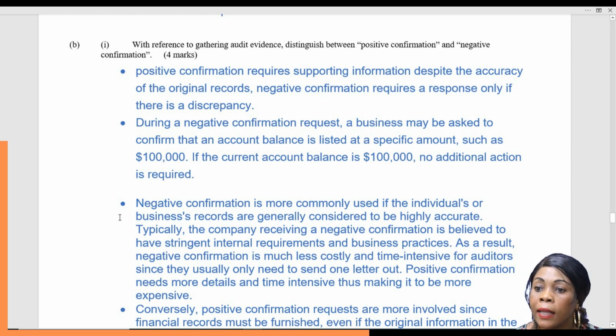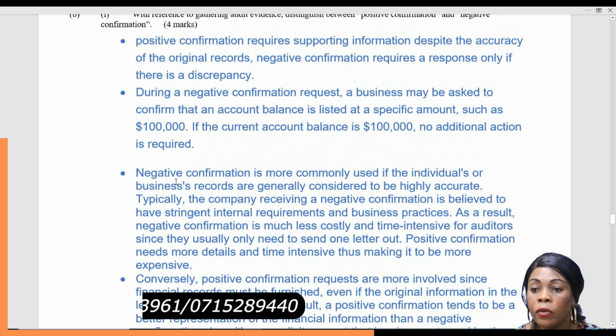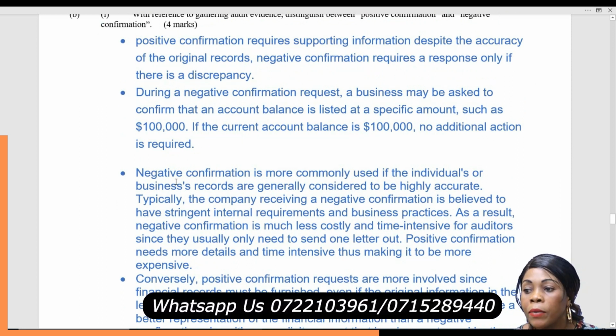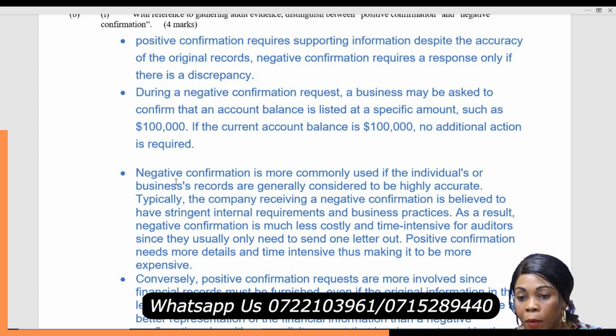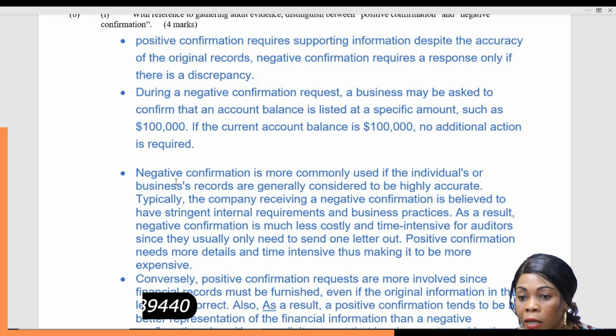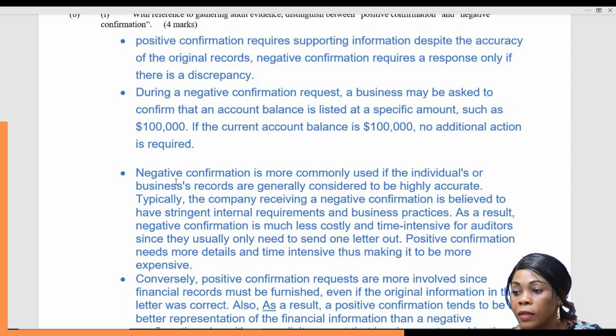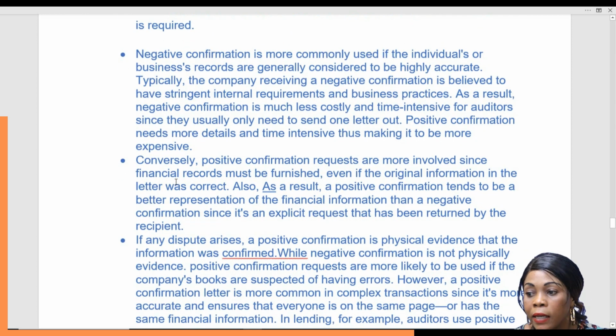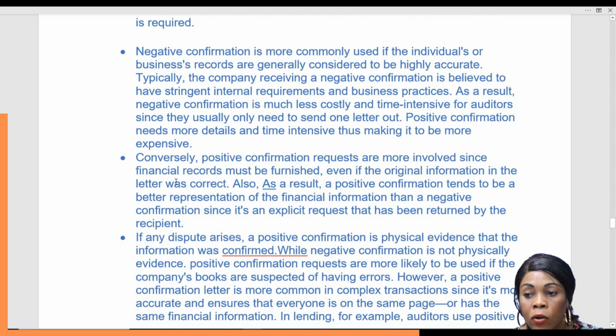Another difference is that during a negative confirmation request, a business may be asked to confirm that an account balance is listed at a specific amount, such as maybe 1,000 pounds. Another one is negative confirmation is more commonly used in individuals or business records, which are generally considered to be highly accurate.